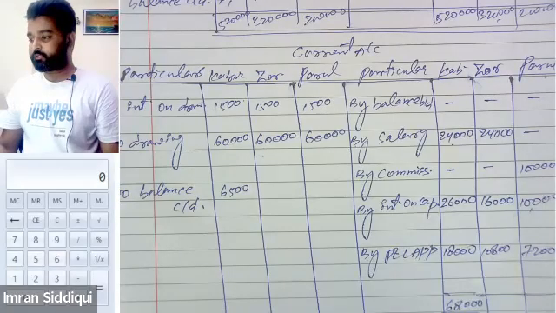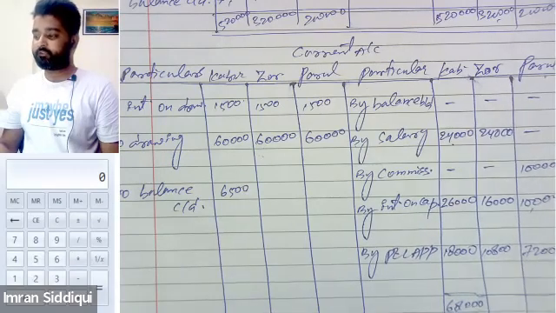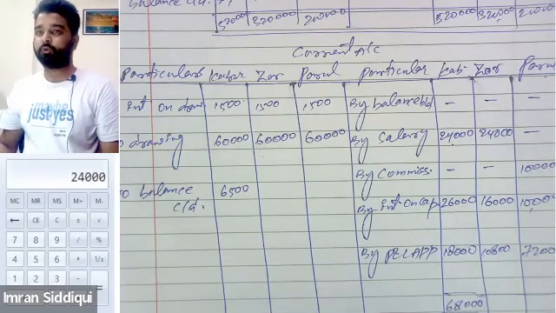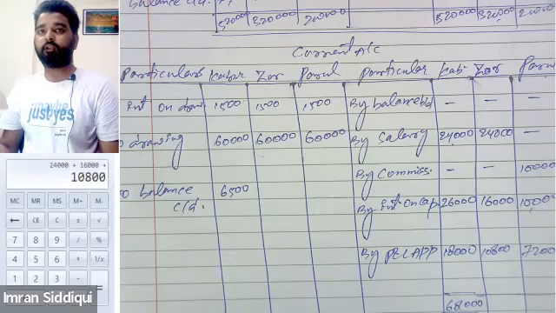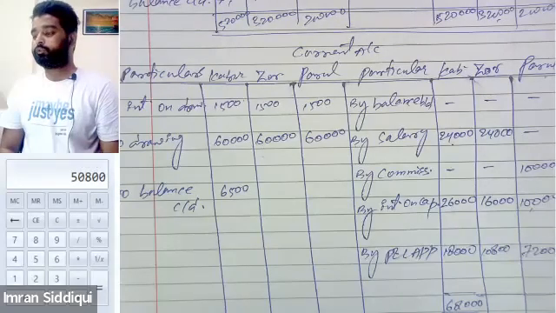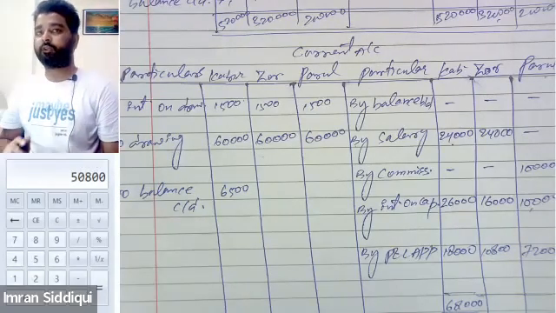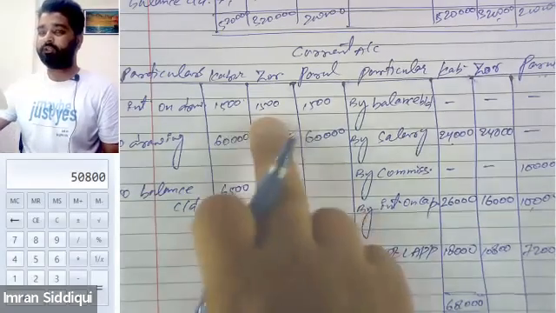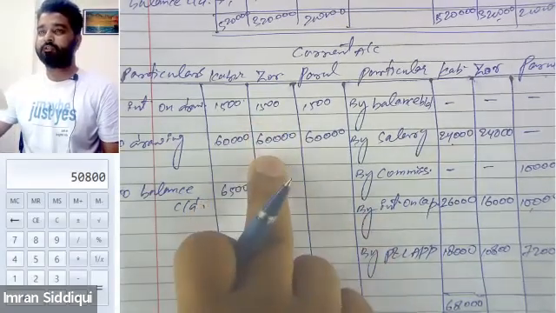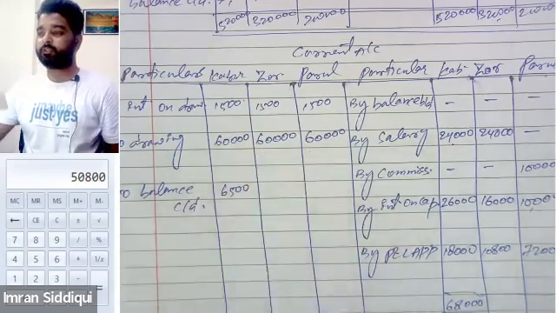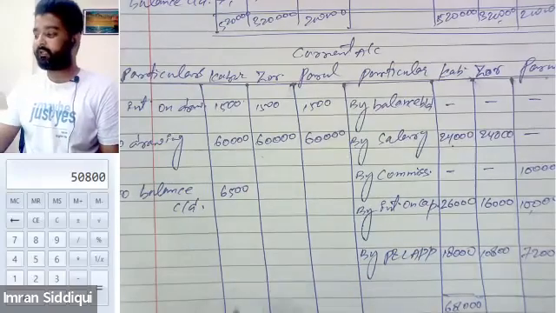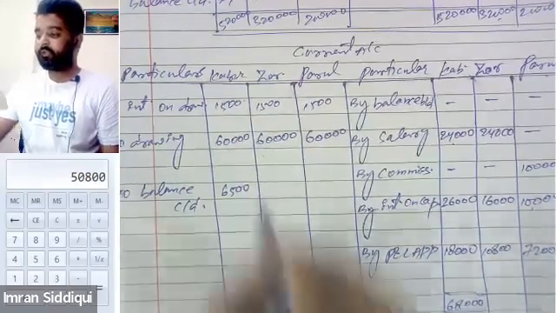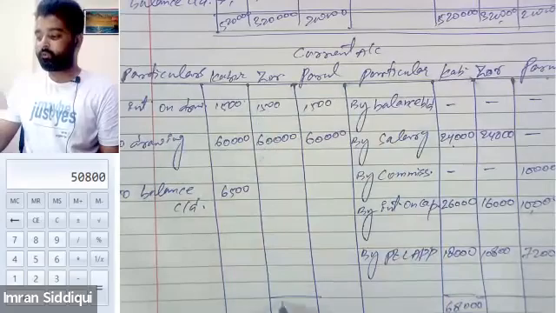So Zoravar's credit side values are 24,000 plus 16,000 plus 10,800. So the total amount is 50,800. And on the debit side, we have 61,500. So this means the debit side of Zoravar's account is greater than the credit side.